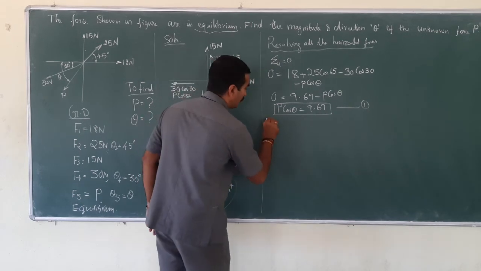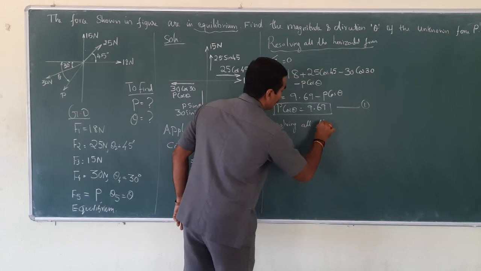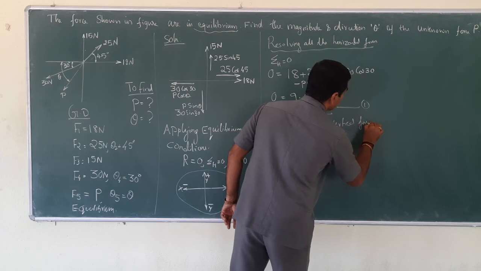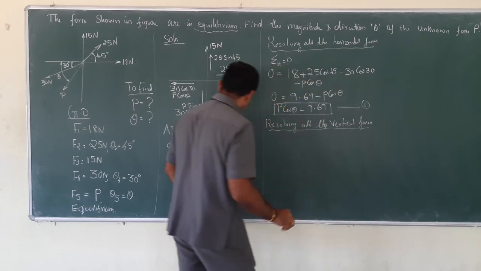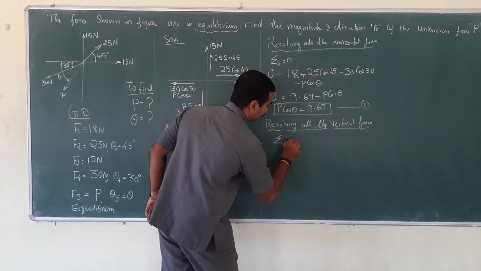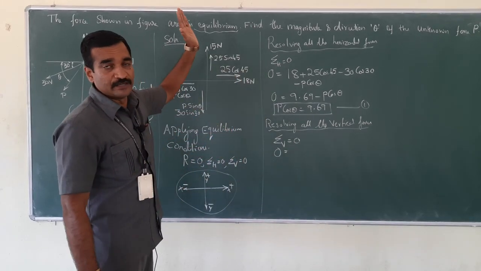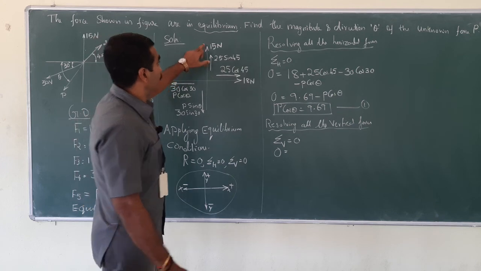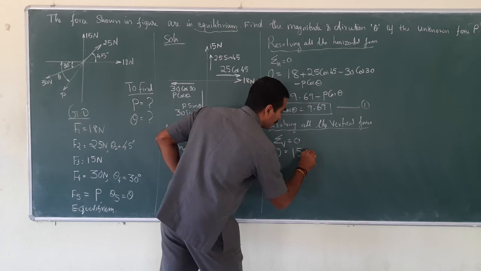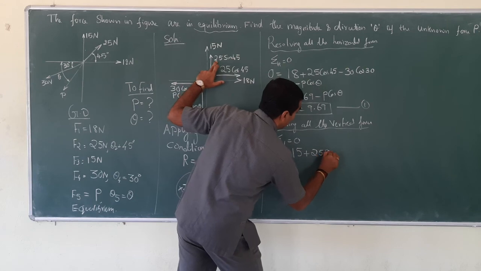Now I am going to resolve all the vertical forces. What is the condition? Summation V equal to 0. 0 equal to the sum of all the forces which are acting in the vertical direction. Look at here, 15 which is acting in the positive direction. So 15 plus this is also acting in the positive direction, so 25 sin 45.